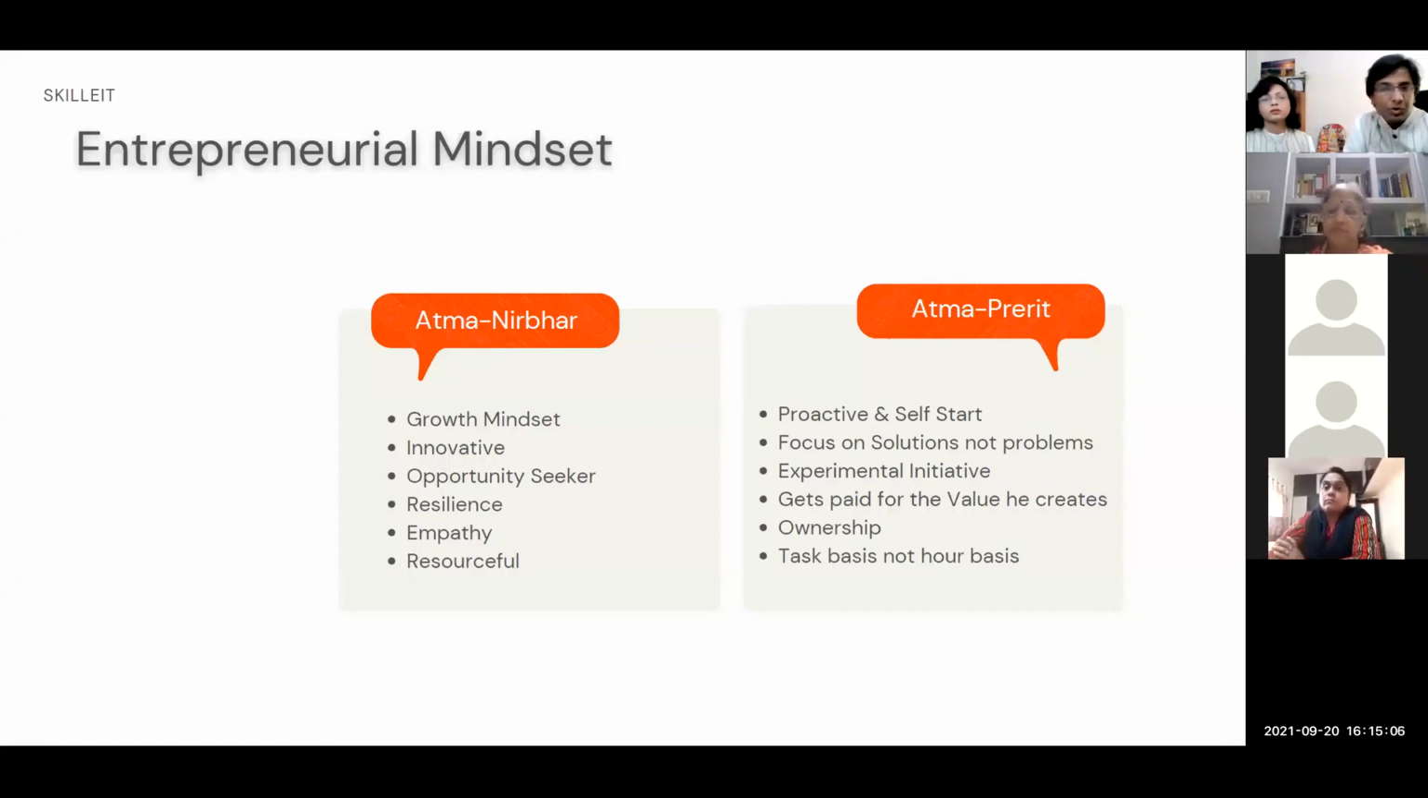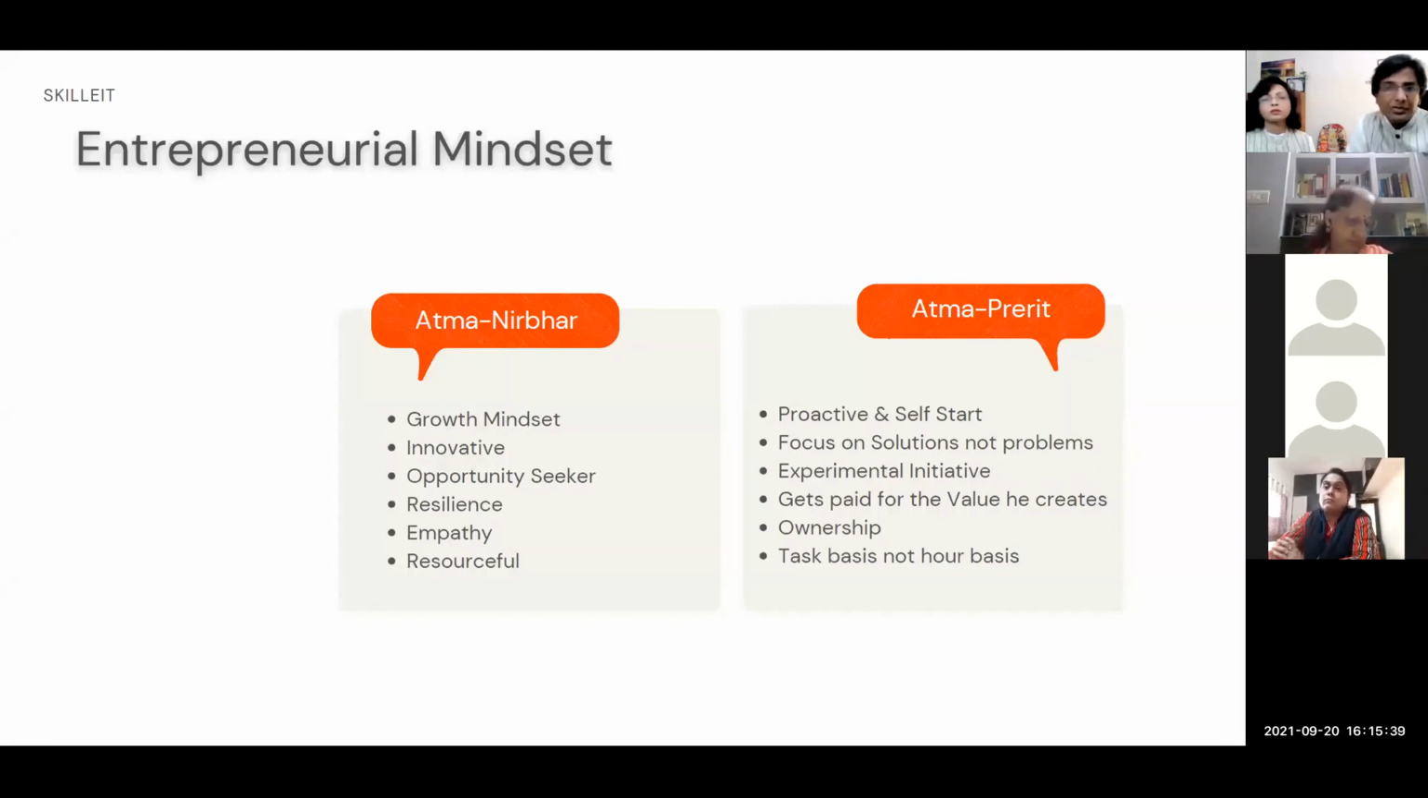For that, they should have a growth mindset. They should have an innovative approach. They should be opportunity seekers. They look for opportunity in every problem. They should be resilient, that they should not stop whenever they face any problem. They should keep moving. They should have empathy to understand the market, the customer, the problem. They should always be resourceful, because you will never have 100% support in any terms, in finance, funding, or your team. So you have to be smart enough to arrange those resources.